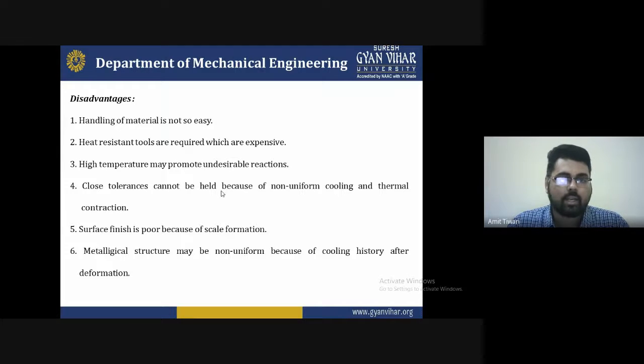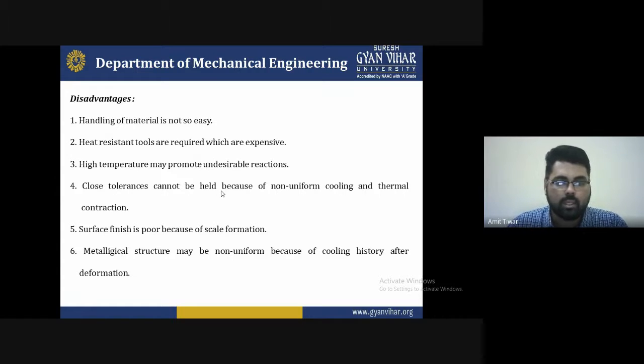Third, high temperature may promote undesirable reactions, because we are working at high temperature. Close tolerance cannot be held because of non-uniform cooling and thermal contraction. Surface finishing is poor because of scale formation. There will be some type of surface finishing that will be poor. Sometimes it will be high.